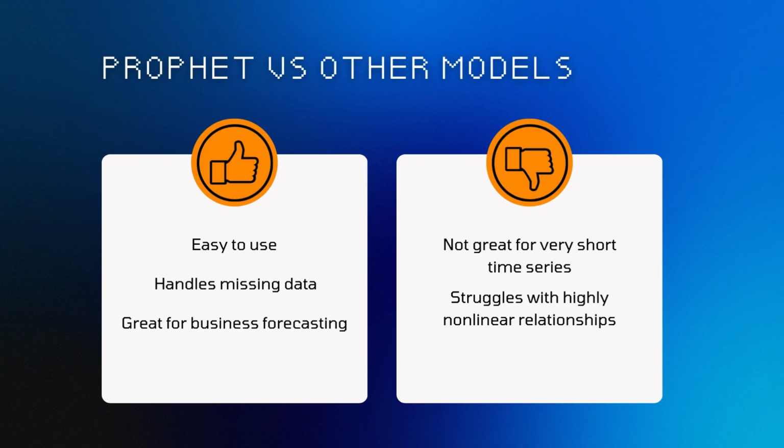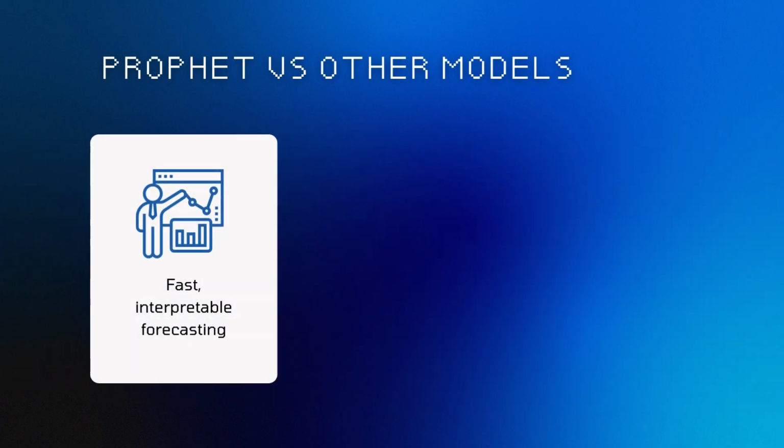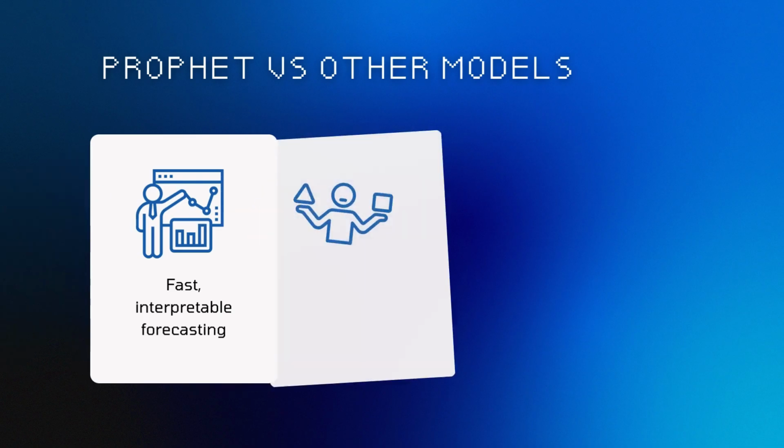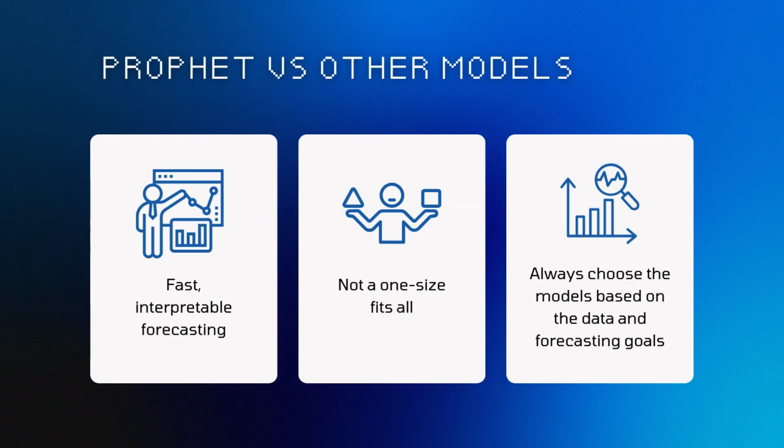If your data has sharp spikes, sudden dips, or complex interactions, models like XGBoost or neural networks are better equipped to handle that. Finally, Prophet falls short for long-term forecasts. It's great at modeling recent trends, but it doesn't remember long-range dependencies. For forecasts that stretch far into the future, models like LSTMs do a much better job by learning from earlier context in the data. Bottom line, Prophet is great for fast, interpretable forecasting, but it's not a one-size-fits-all, so always choose your model based on your data and your forecasting goals.